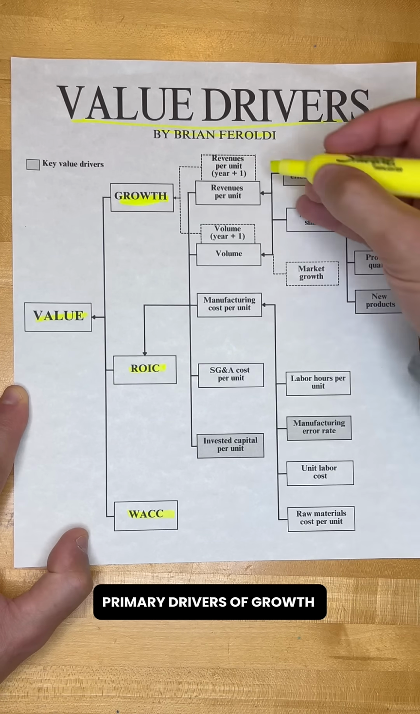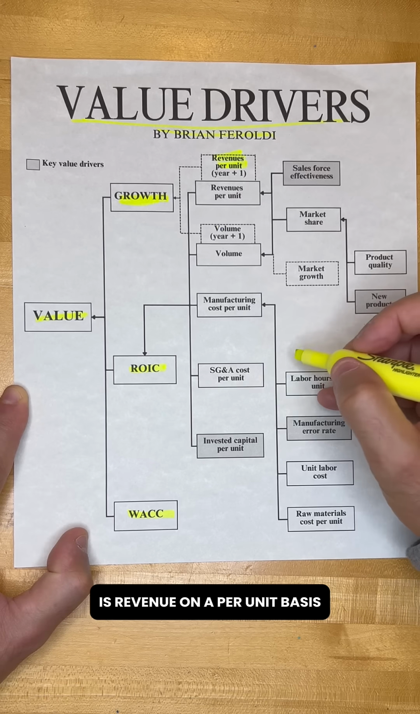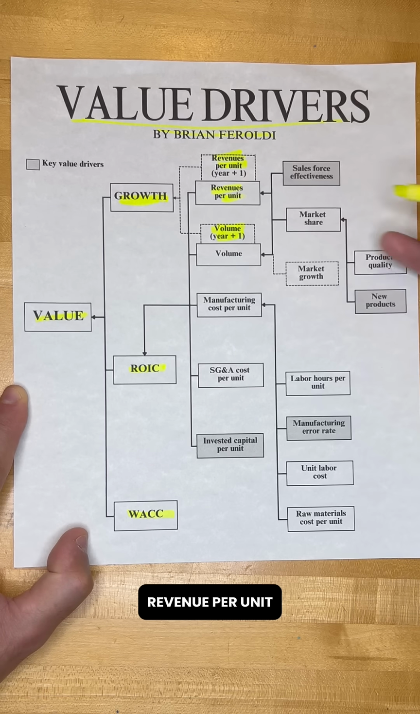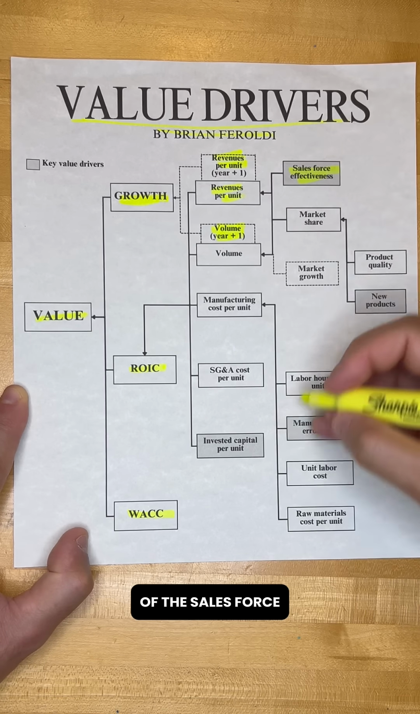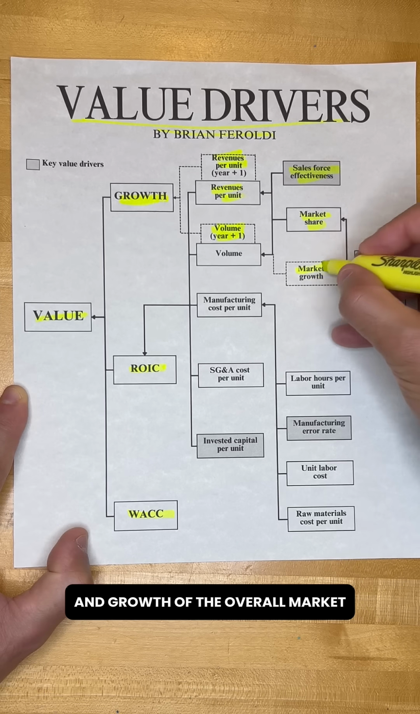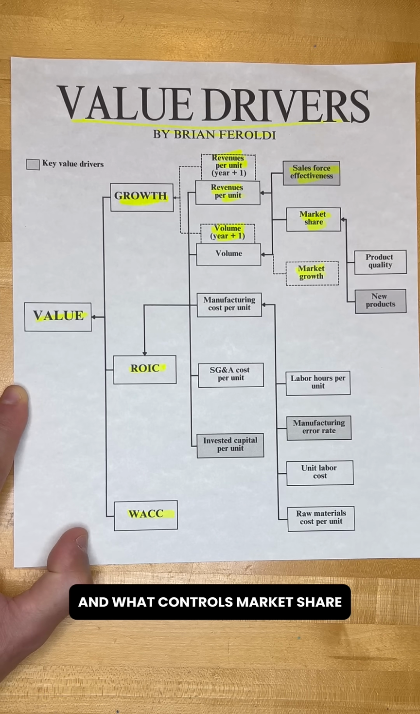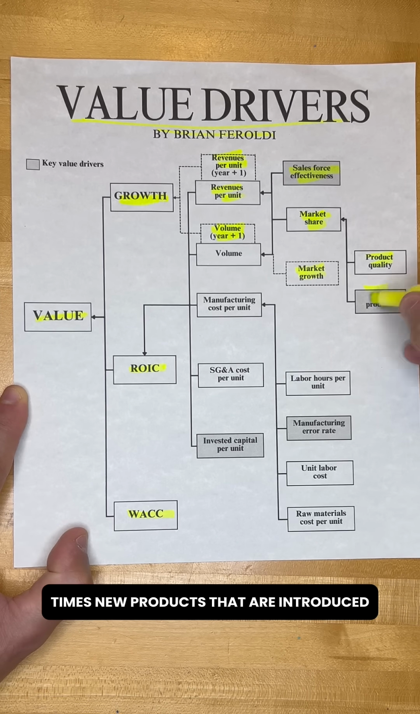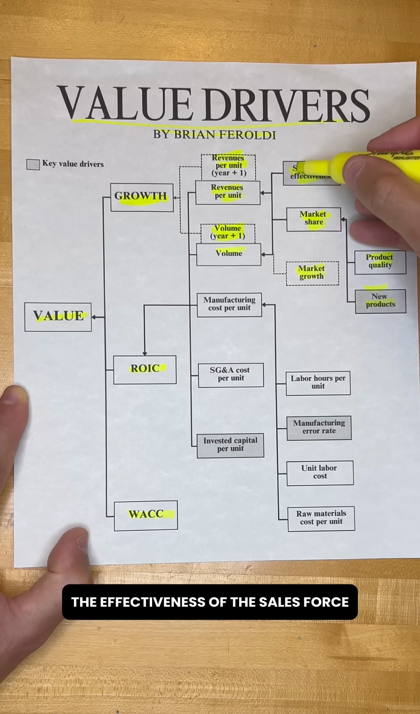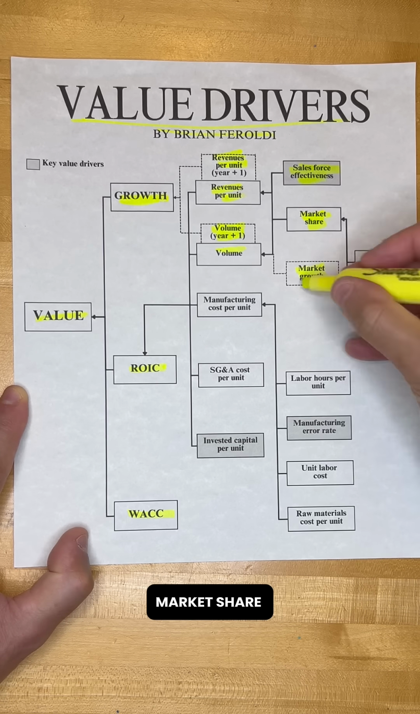The primary driver of growth is revenue on a per unit basis multiplied by total volume. Revenue per unit is driven by the effectiveness of the sales force, increases in market share, and growth of the overall market, and what controls market share is the quality of the product times new products that are introduced. Volume is also driven by the effectiveness of the sales force, market share, and growth of the overall market.